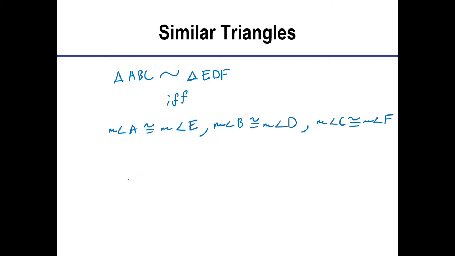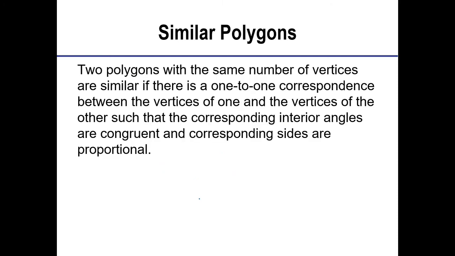Another property that is true is the proportion of the side segments. AB over ED is equal to BC over DF, and that is also equal to the proportion AC over EF.